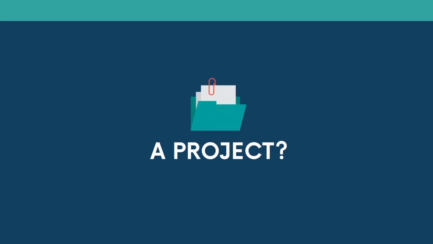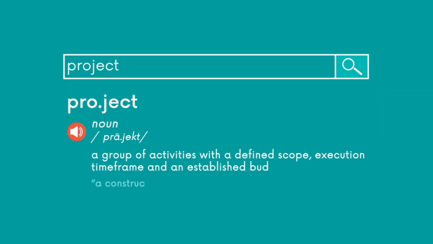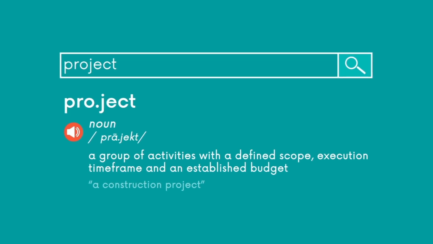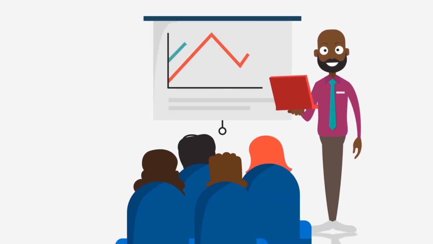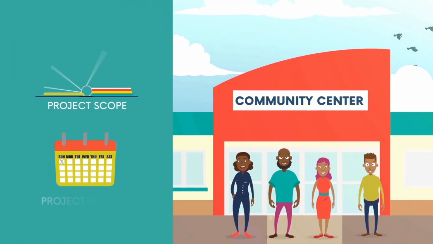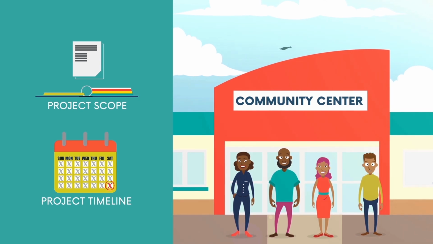Let us begin by first defining what is a project. A project can be defined as a group of activities with a defined scope, execution timeframe, and an established budget. From conducting training workshops to building a new community center, projects can be large or small and last from a few months to several years.